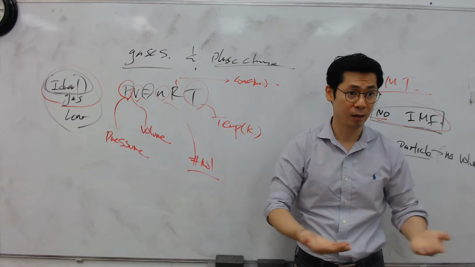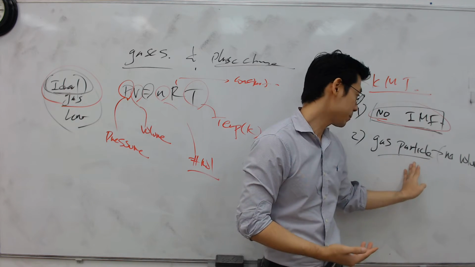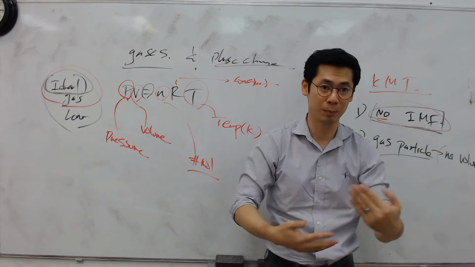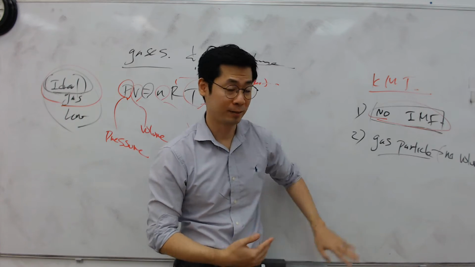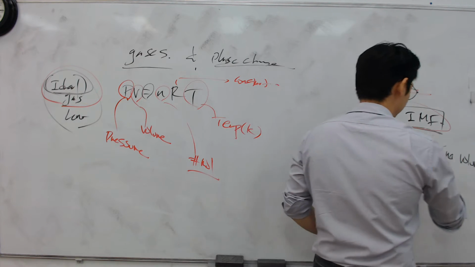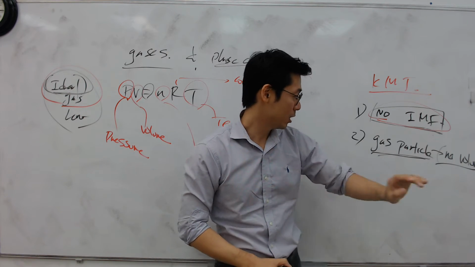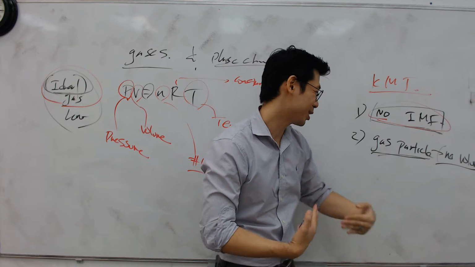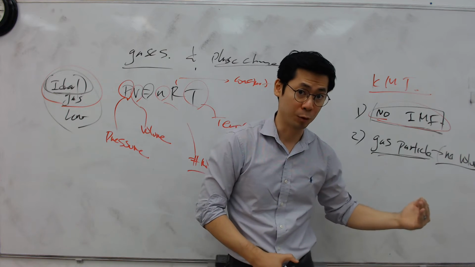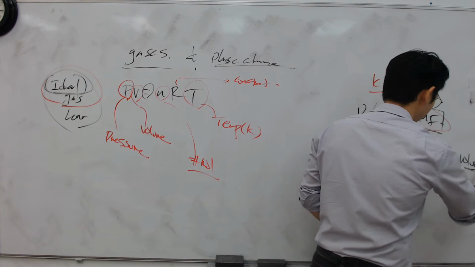But if you're an ideal gas, particles have no volume, which means millions of us can be in the room because we don't have any volume. That's the condition for the KMT: gas particles have no volume. It doesn't make sense, right? They have mass but no volume. If you have a mass, you must have a volume. But according to KMT, gas particles have no volume.